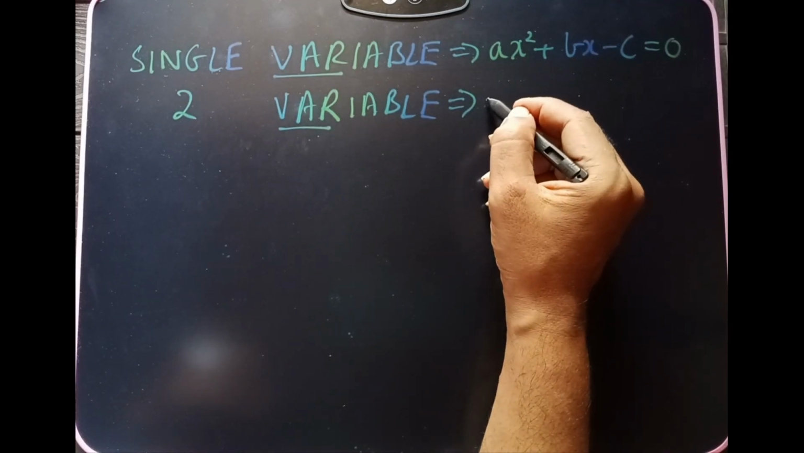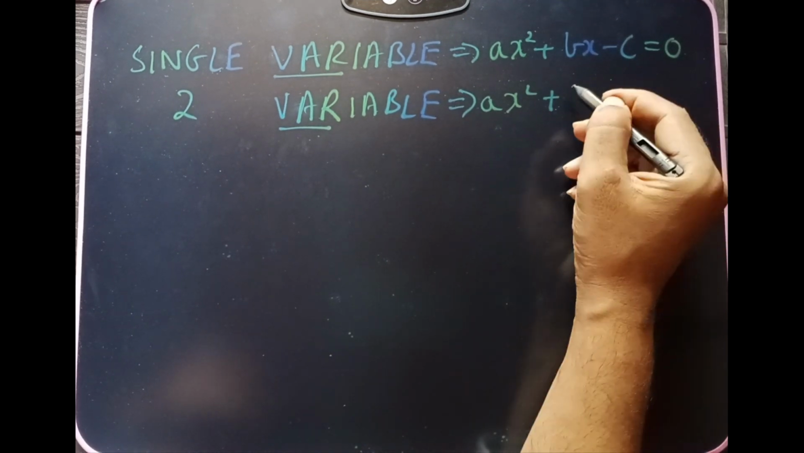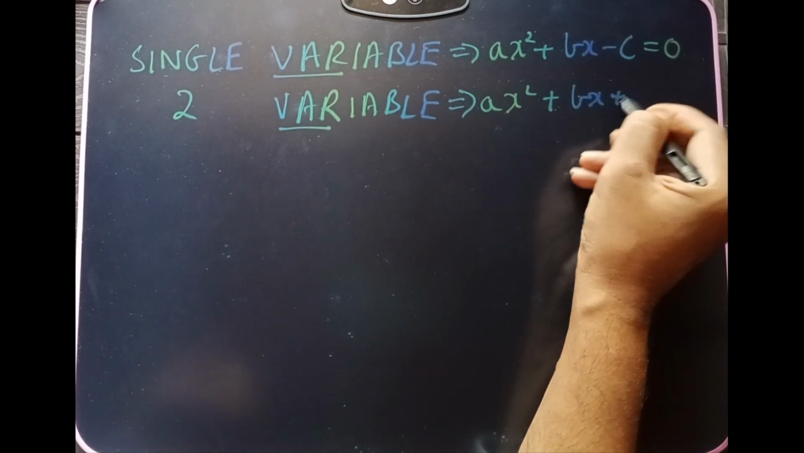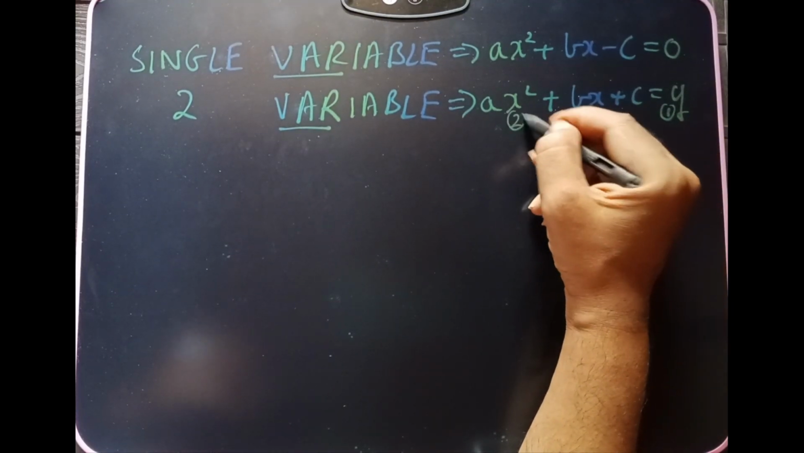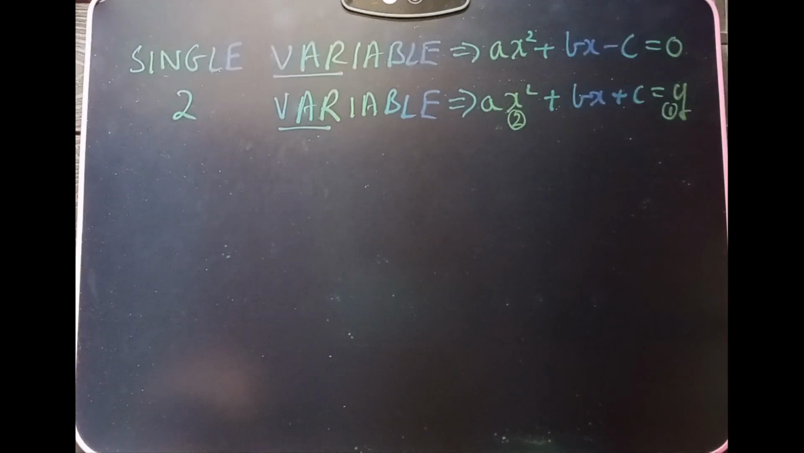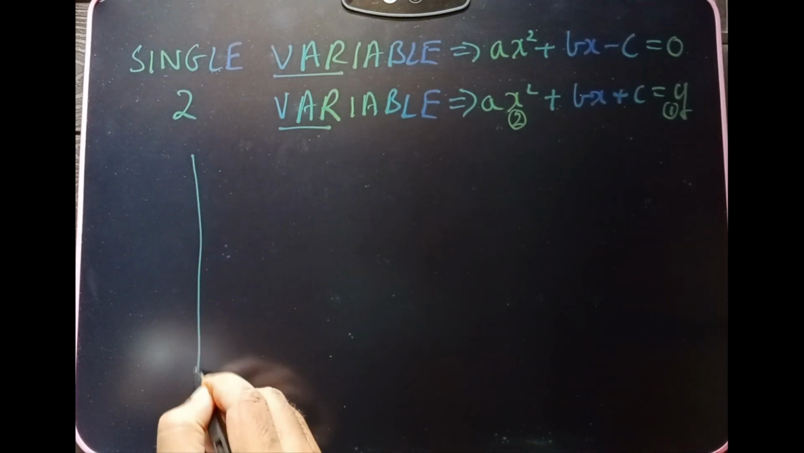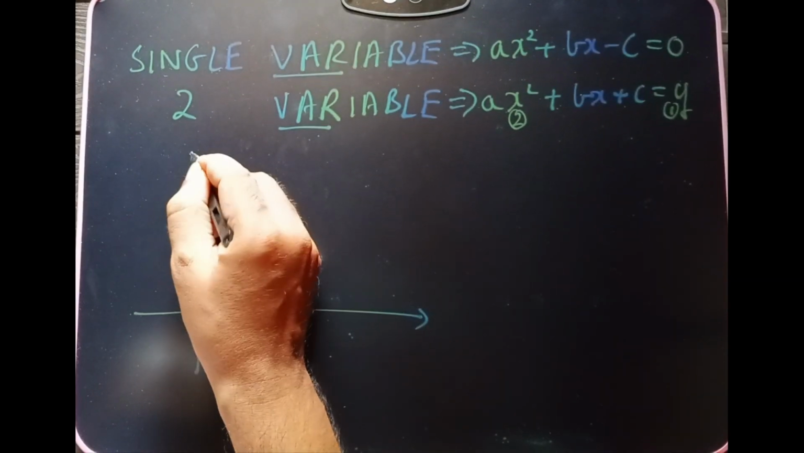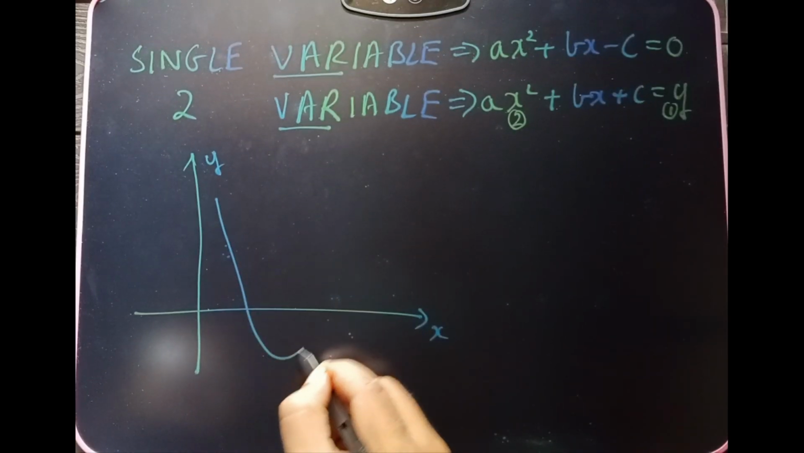And two variables will be something like ax square plus bx plus c is equal to y. So you have two variables. This is one variable, this is the other variable. Okay, there are two variables. So now if you want to represent it on a graph with two variables, how will it be represented? It will be represented like a parabola. This will be y, this will be x.